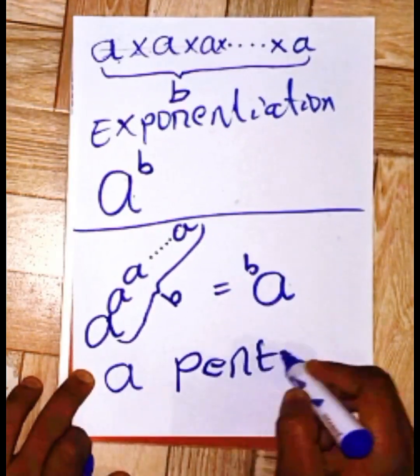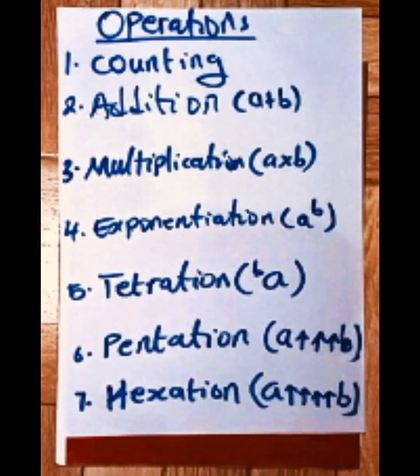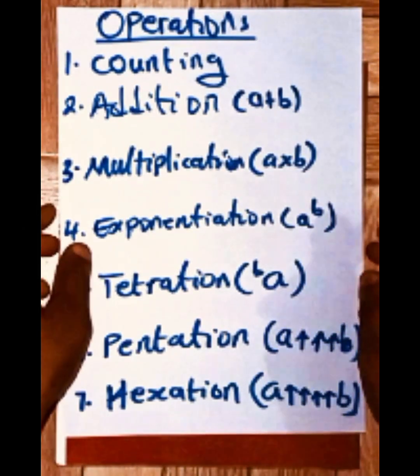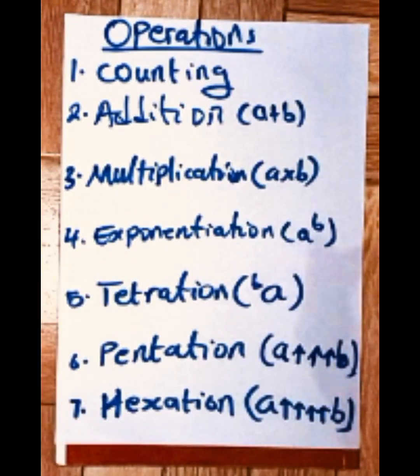Okay, so now you know the basic operations, and you have an idea that the operations keep on moving forward until you have a lot of hyperoperations. The basic idea is from counting you go to addition, and from there you go to multiplication, exponentiation, tetration, pentation, hexation. They keep on moving.